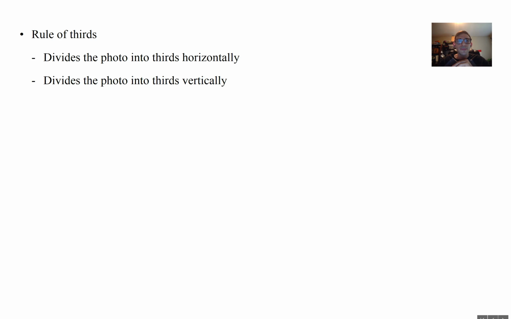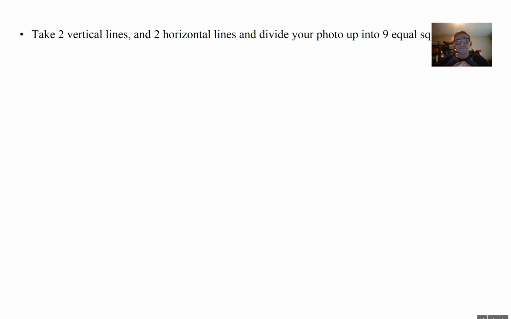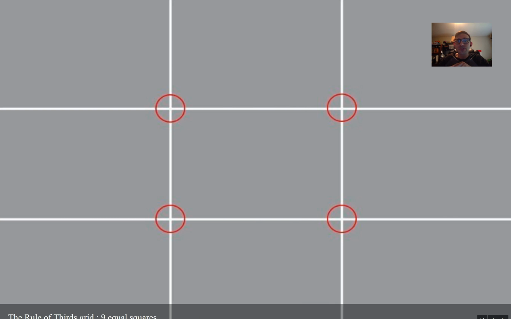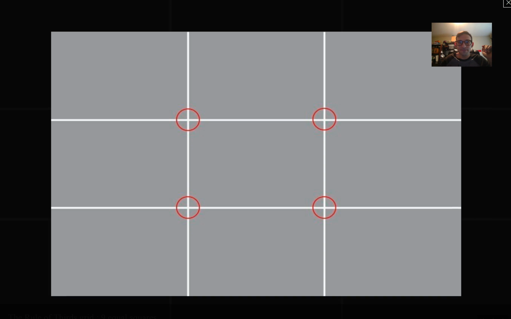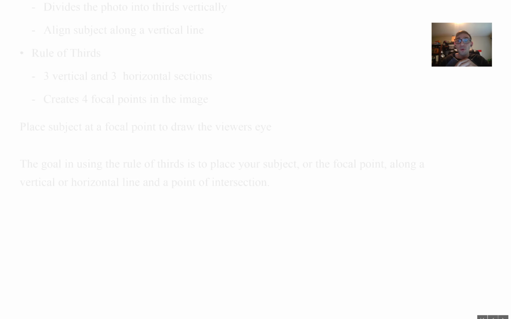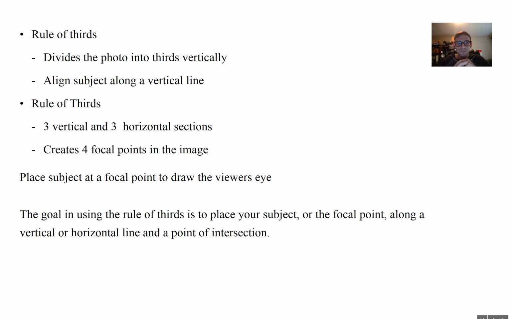So, the rule of thirds divides the photo into thirds horizontally and divides the photo into thirds vertically. So if you take 2 vertical lines and 2 horizontal lines and divide your photo up into 9 equal squares, like so, the rule of thirds is a 9 equal squares grid. And you have 4 intersecting spots, or points of focus. 3 vertical and 3 horizontal sections creates 4 focal points in the image.